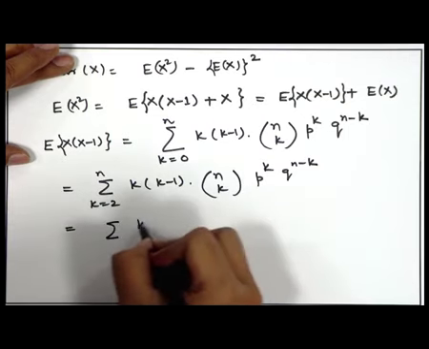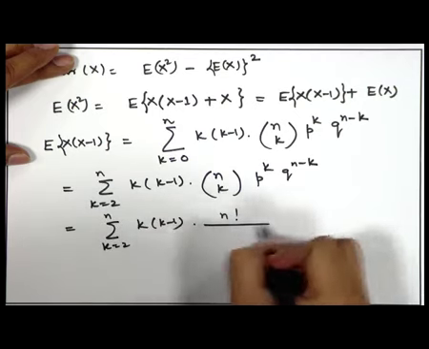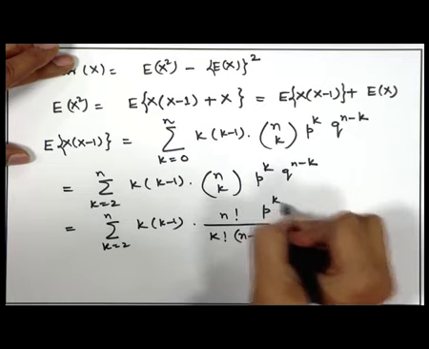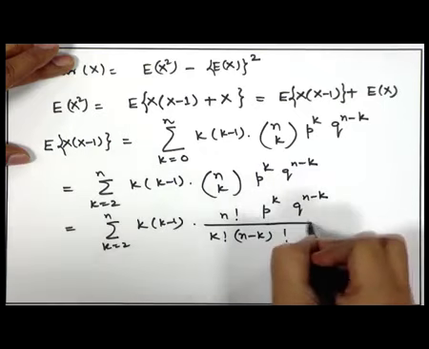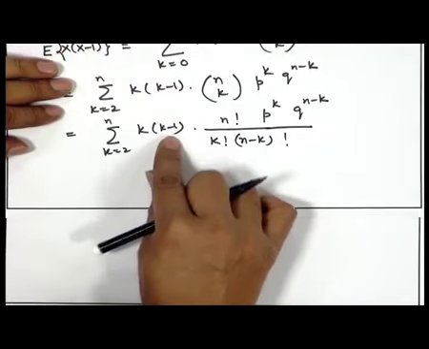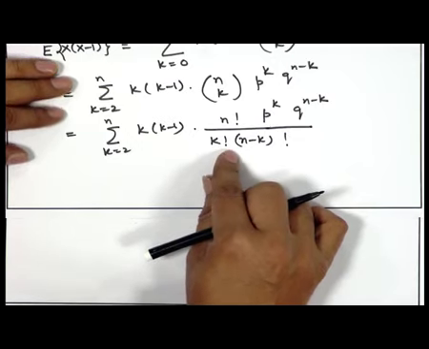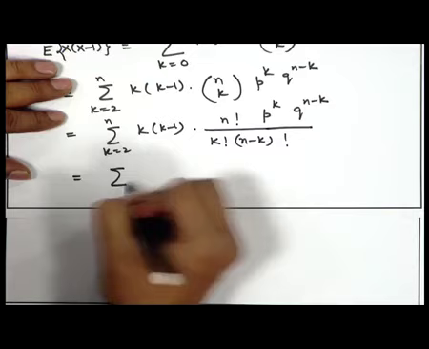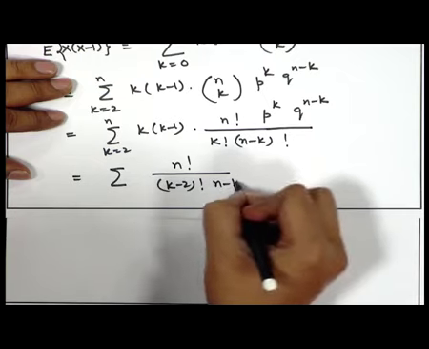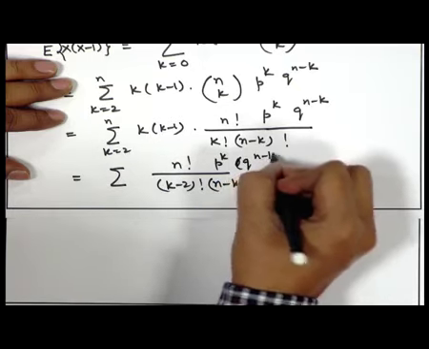So, that is equal to k into k minus 1, k equal to 2 to n, n factorial divided by k factorial, n minus k factorial, p to the power k, q to the power n minus k. In this one, I cancel out this k into k minus 1 from the first two terms of this k factorial, that is k into k minus 1 into k minus 2 factorial. So, I get the term n factorial divided by k minus 2 factorial, n minus k factorial, p to the power k into q to the power n minus k.